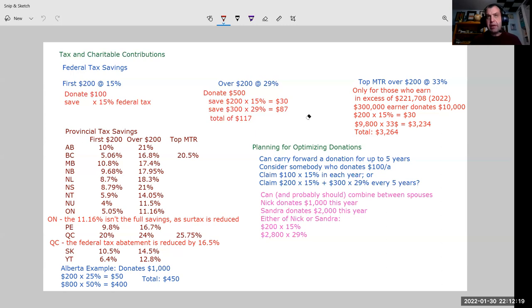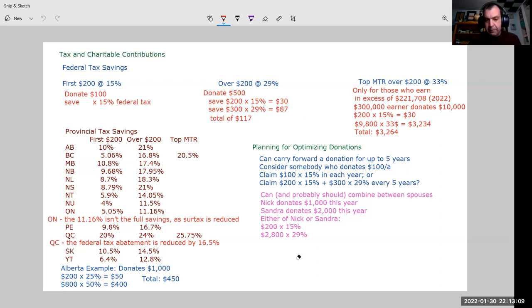And the other thing, and this used to be a matter of administrative practice and is now actually in the Income Tax Act, is that spouses or common law partners can combine their donations. And I would suggest normally they should combine their donations. So I've got Nick and Sandra, who both donate to charity in the year. Nick could claim his donations separately from Sandra, but they'd be doubling up on that $200 at the low rate. Much better to donate at the higher rate. So either one of them could claim $200 at 15%, and then $2,800 at 29%. They wouldn't both be able to claim that, so they'd have to pick and choose who's going to claim those contributions. It doesn't matter if they're in Nick's name or Sandra's name, as long as they are spouses or common law partners.